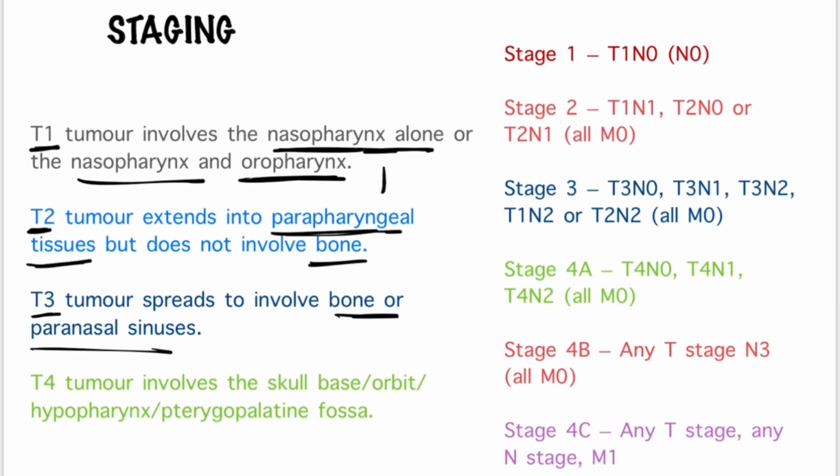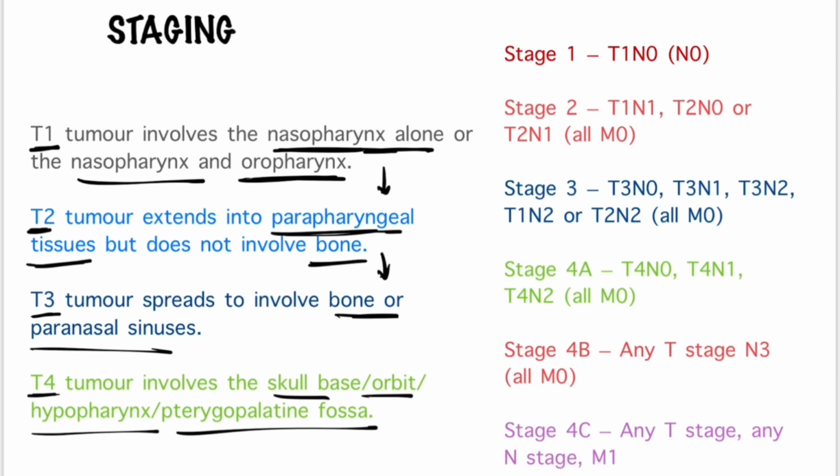Okay, this is spreading slowly, right? T4 tumor means when the tumor involves a skull base, orbit, hypopharynx, or pterygopalatine fossa. Anything, it is T4. So T1, T2, T3, T4, these are the stagings.